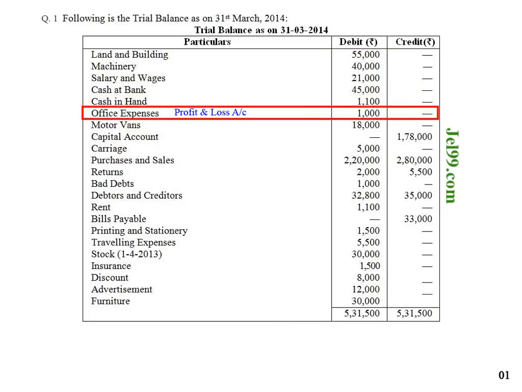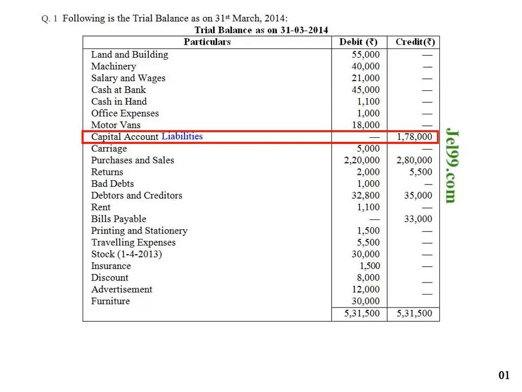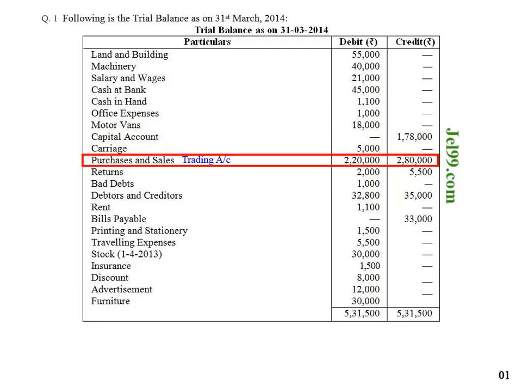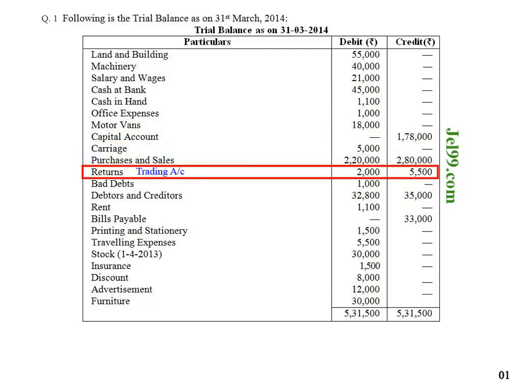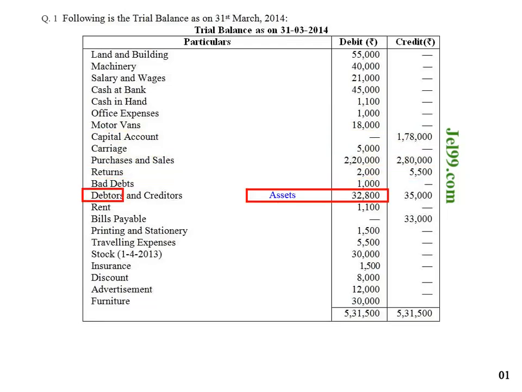Office expenses profit and loss account. Motor vans assets. Capital account, liabilities side of balance sheet. Carriage trading account. Purchases and sales trading account. Returns trading account. Bad debts goes to profit and loss account. Debtors goes to assets side and creditors goes to liabilities side.